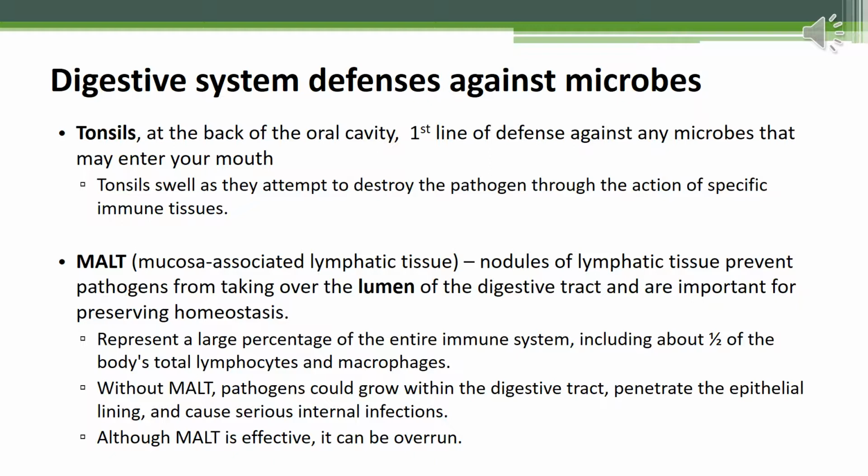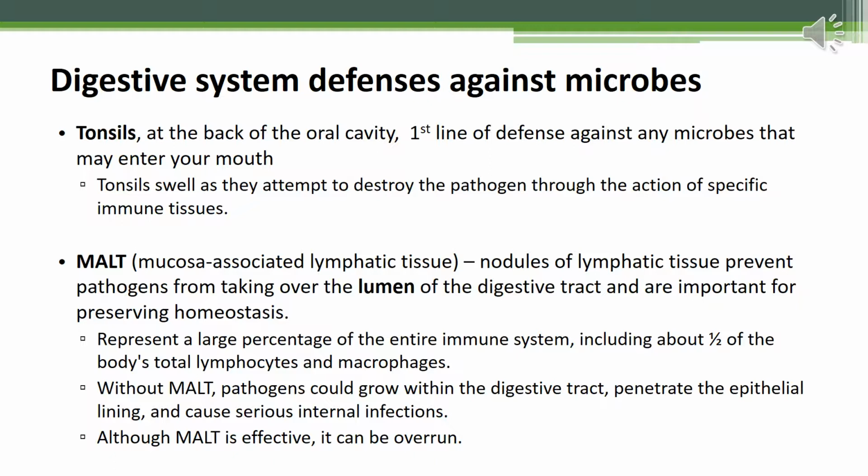And then we have MALT, which is an acronym for mucosa-associated lymphatic tissue. These are also lymph nodes, or rather nodules of lymphatic tissue, which work to prevent pathogens from taking over the lumen or hollow portion of the digestive tract. And these are obviously important for preserving homeostasis.